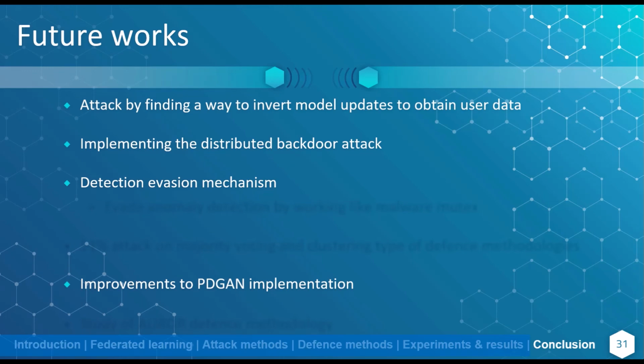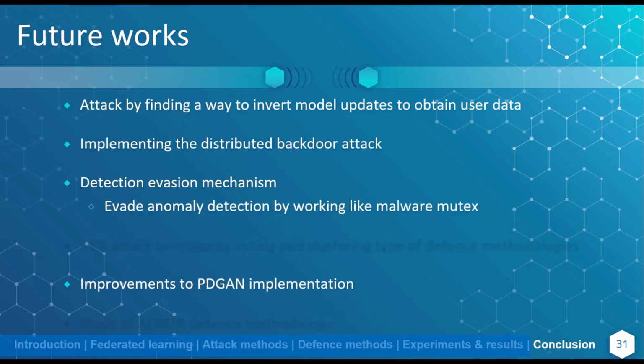Future work should focus on attack methodologies since a defense methodology has already been implemented. The distributed backdoor attack studied in this project can be implemented. In the middle of this project, I also thought of the idea of implementing a detection evasion mechanism as a form of attack methodology, as existing defense methodologies use only anomaly detection methods to defend FL, and many of them have a 2 or 3 strike policy. This mechanism will work like a malware mutex by poisoning the model only on rounds where the model accuracies are above a certain threshold so as to reduce the chance of being discovered.